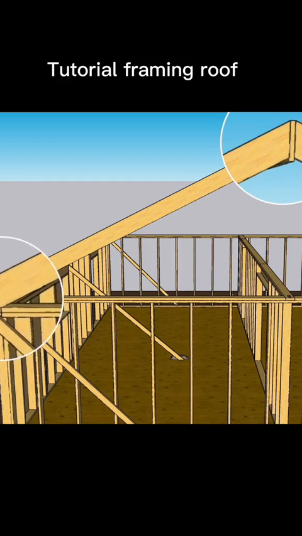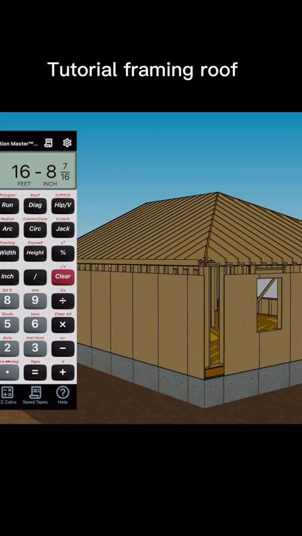To find the hip length, punch hip V. That's the hip and valley length, again excluding the tail, so 22 feet 4 and 7/8 inches. If you punch hip V again, you get the plumb cut angle, 19.5 degrees, and punching it again gives you the level cut or the seat cut, which is a much more civilized temperature.